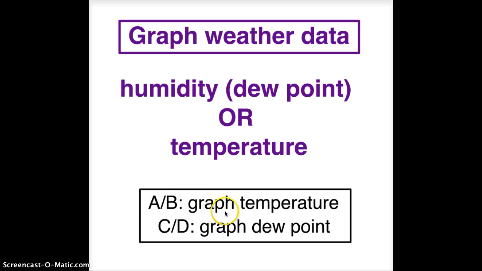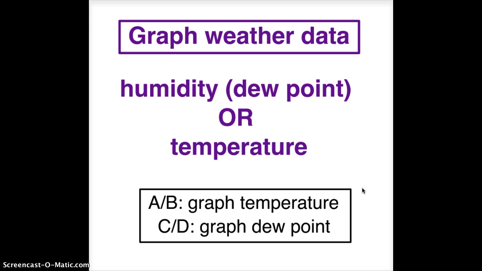I'm going to explain how you're going to be graphing the temperature from the 20 days of data. If you are C or D in your lab group, you are going to watch a different video that explains how to graph the dew point data. So make sure you have a white sheet called Variables that Affect Air Pressure.